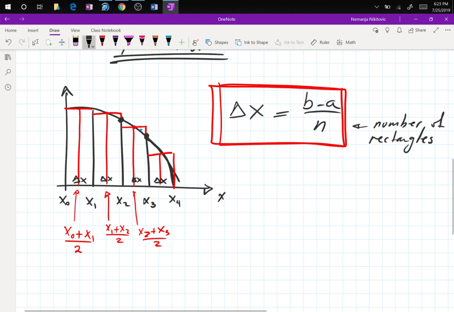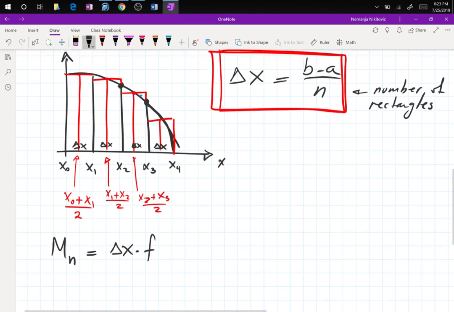So now, if I want to come up with a formula for, we'll call it Mn, because the n is the number of rectangles. If you have M6, then you better have 6 of these calculations. So Mn is going to be the width of the rectangle, which is delta x, times the height. And the height is given by f of (x0 + x1)/2. So you have to calculate the x value, which is the average of the two on either side. When you calculate the average, that is the one that you plug into the function and then multiply by delta x.